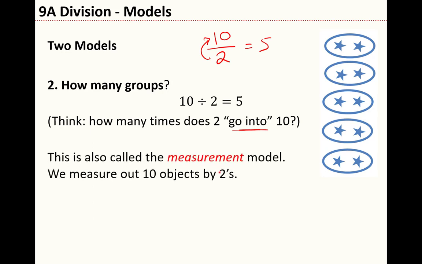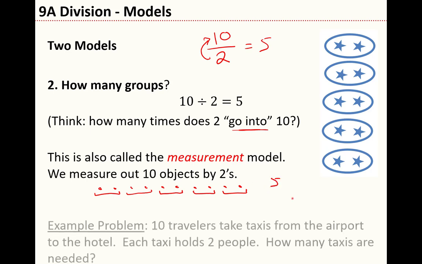This is also called the measurement model. We measure out 10 objects by 2. I might think of it like if I wrote 10 dots, and I just start measuring by 2's. Measure by 2, measure by 2, measure by 2. How many lengths of 2 will it take? It takes me 5 of those lengths.